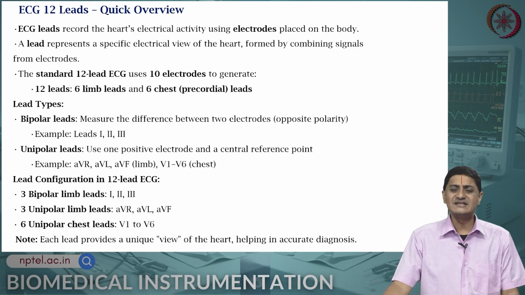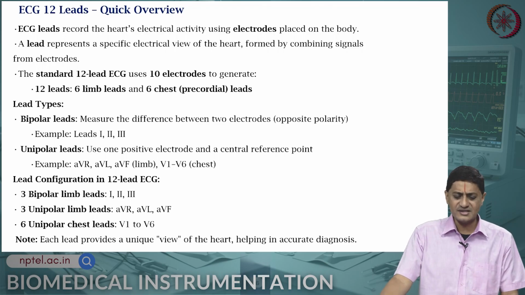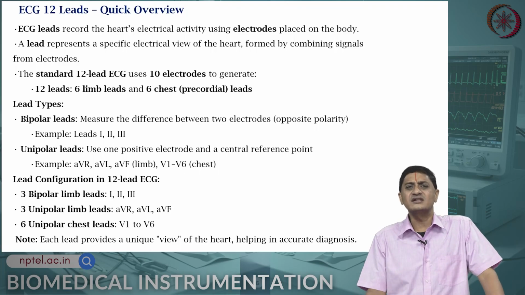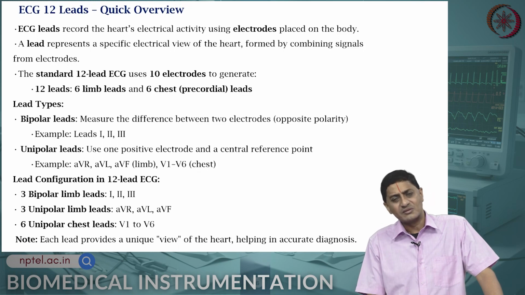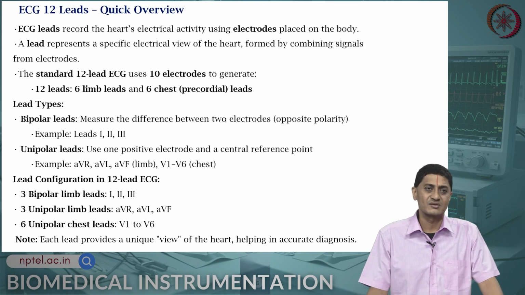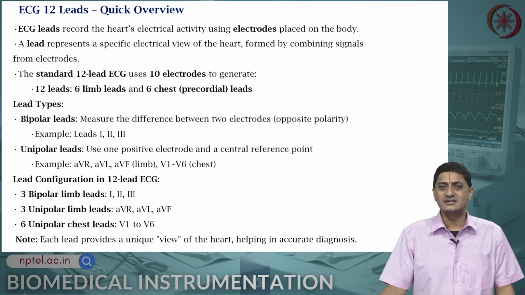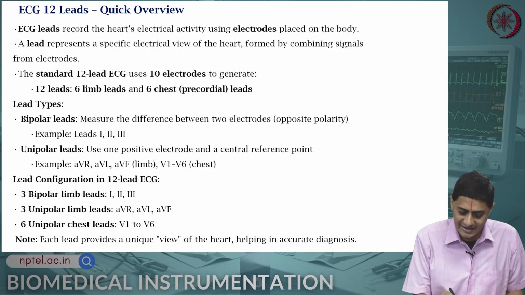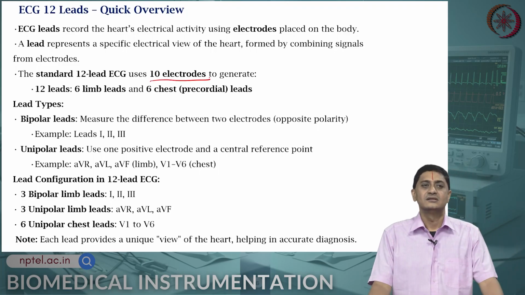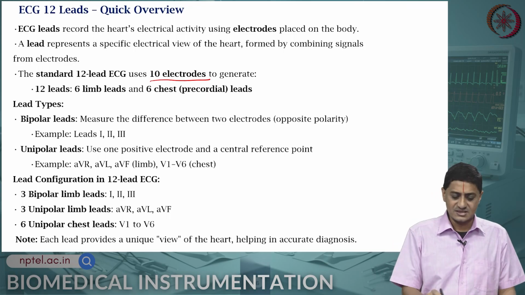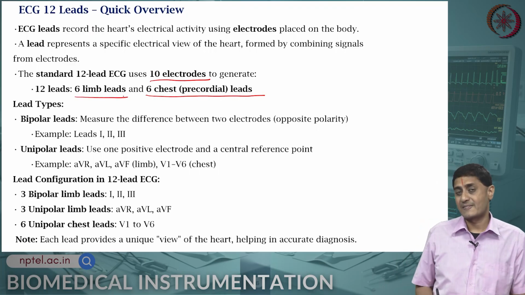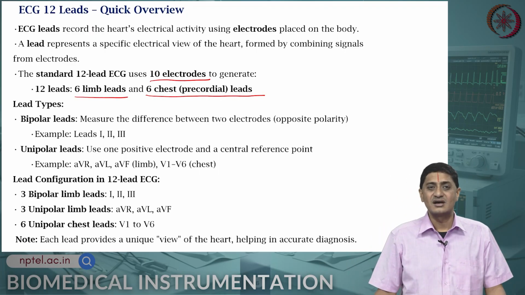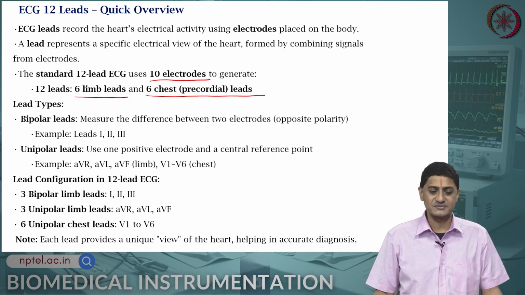These leads record electrical activity using electrodes placed on the body. One lead is essentially a specific electrical view of the heart formed by combining signals from sometimes 2 electrodes, sometimes 3 electrodes. The standard 12 lead ECG actually uses only 10 electrodes. It uses 6 precordial leads and 6 limb leads, and these 6 limb leads are formed using only 4 electrodes.